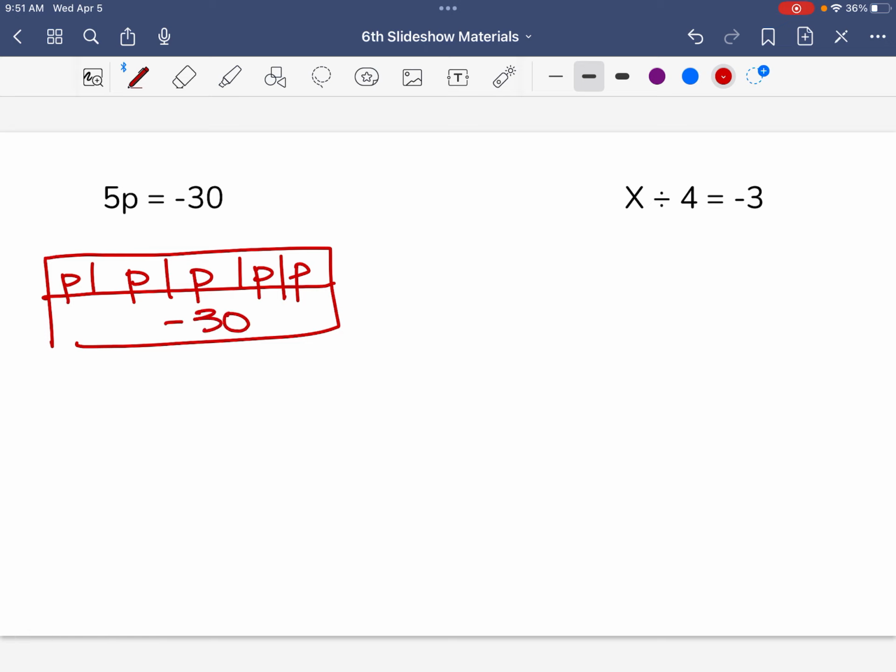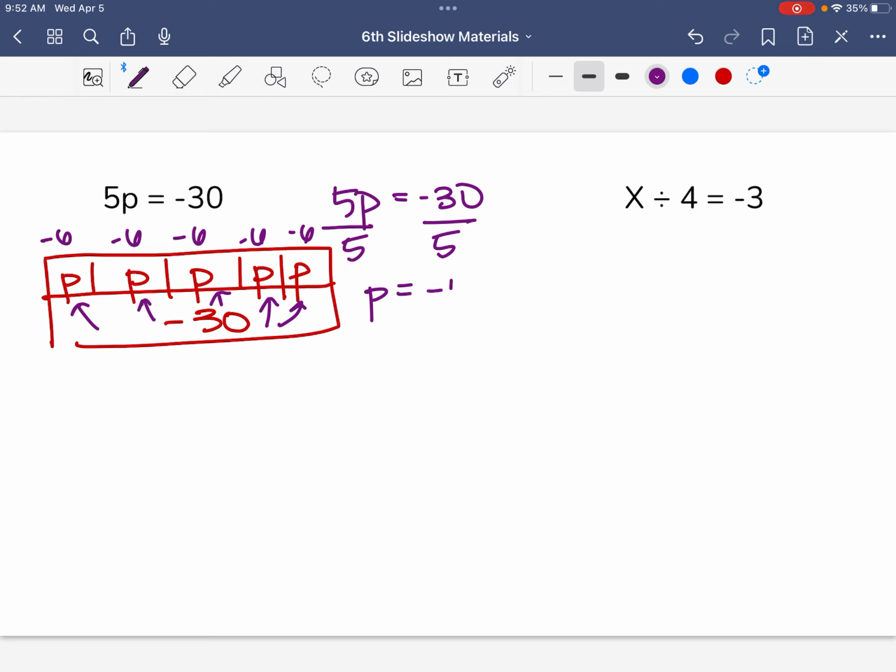But again, I only want one value of p. So I need to figure out how to share 30 negatives equally into each of the 5 p's. And what operation is that when we're sharing equally? We're dividing. So we're going to divide 5p equals negative 30 into 5 groups. And we get that each group of p is equivalent to a negative 6. Because they need to equal the same thing, they are the same variable.